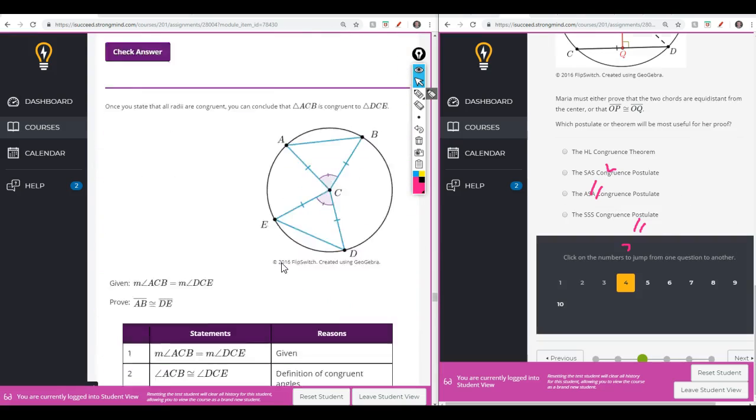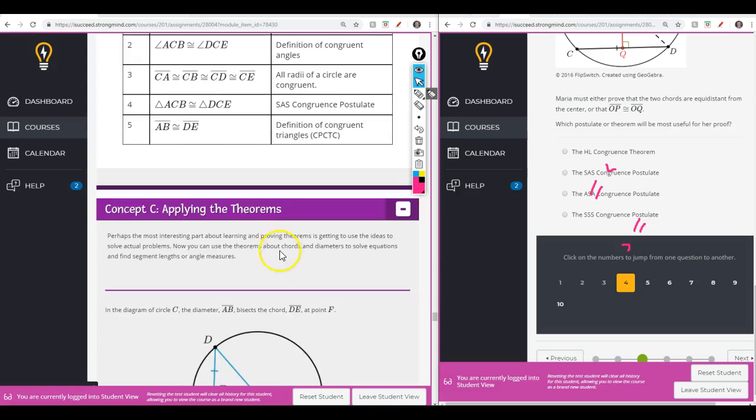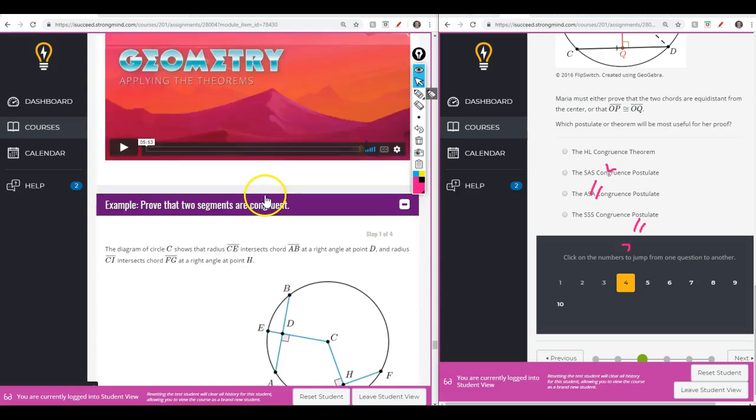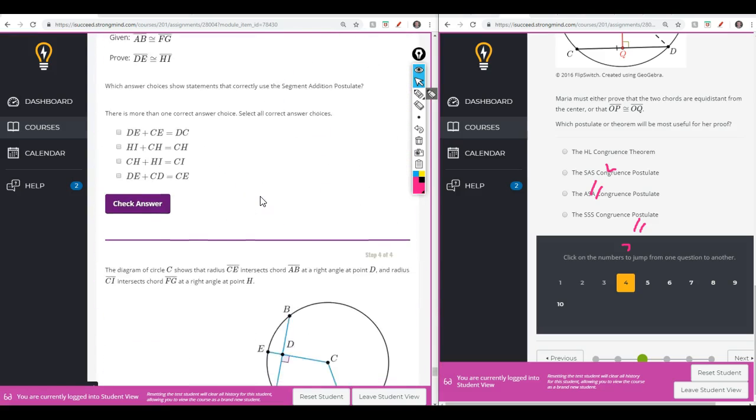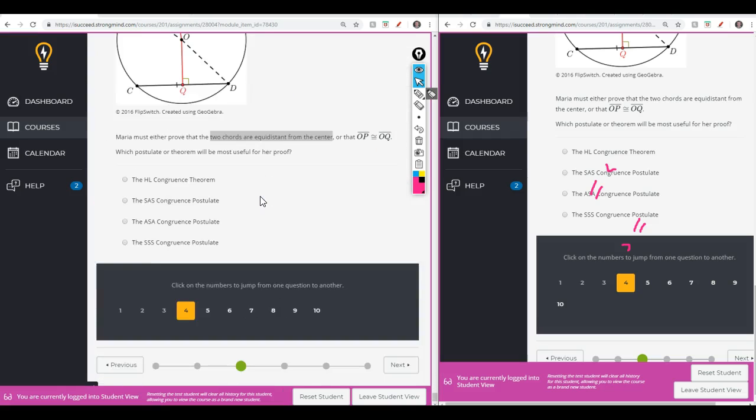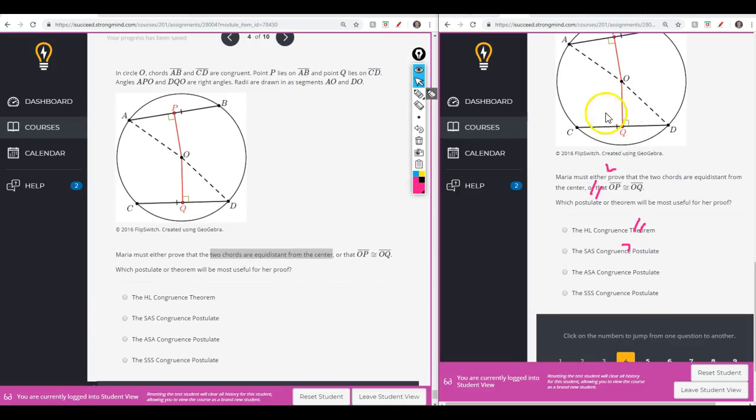So that is how I'm going to use an example and why I duplicated my tab, and to look for a picture that was very similar to this picture that I had. So it would be the hypotenuse leg congruence theorem.